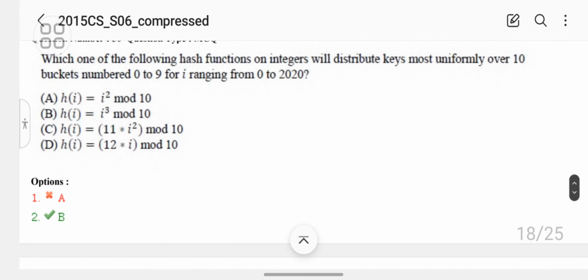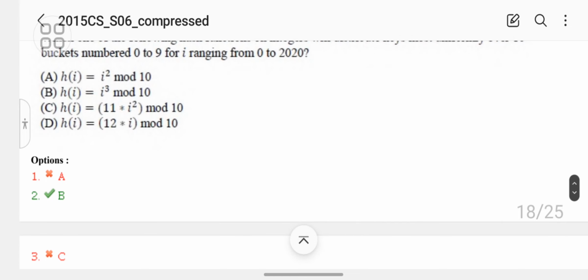Now 50th is which one of the following hash functions on integers will distribute keys mostly uniformly over 10 buckets numbered 0 to 9 for i ranging from 0 to 2020, right? So for this the answer is B, that is h(i) equals i cubed mod 10.